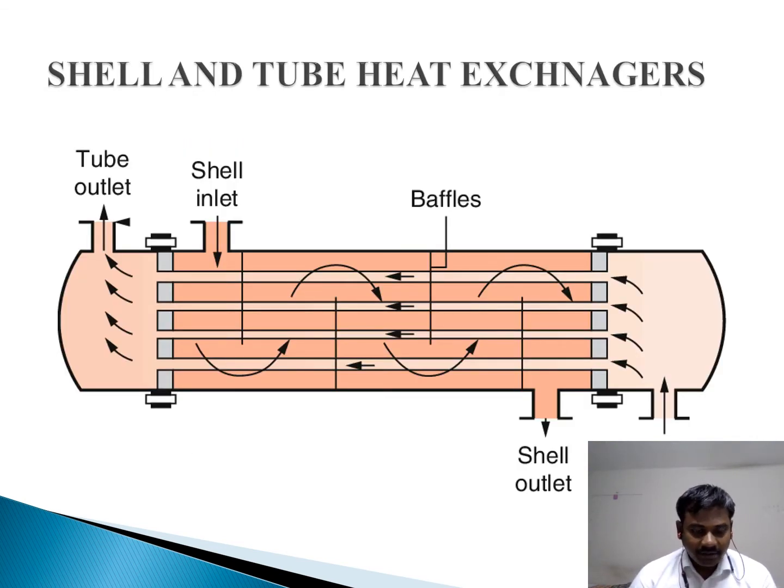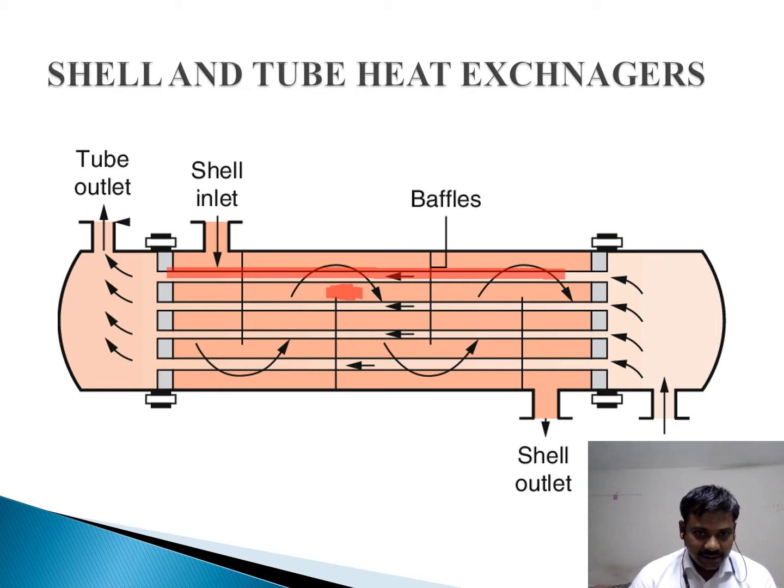The shell and tube, see, this is the construction. It mainly has a shell inlet, shell outlet, tube outlet, and tube inlet, and baffles, which consist of a number of tubes. Just remember one thing: this line is not a tube. This is a shell, and between these shells, this is a tube. So these are the tubes.